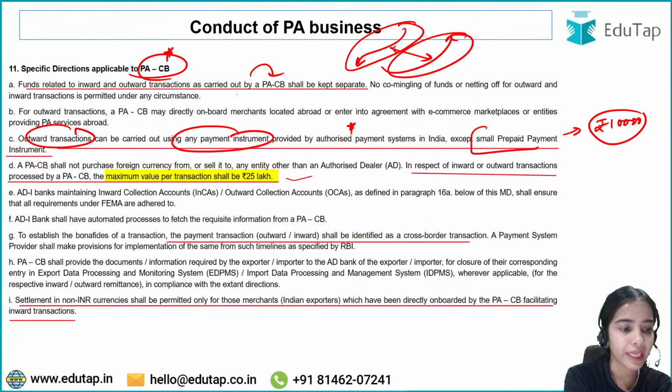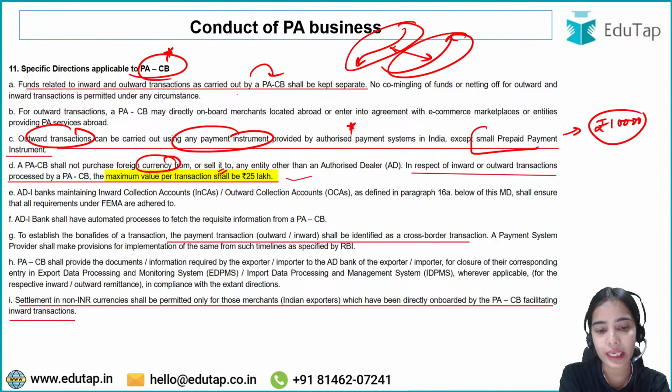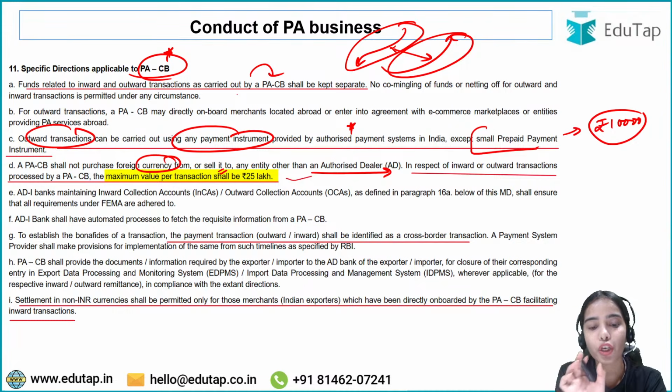Payment aggregator cross-border shall not purchase foreign currency from or sell it to any entity other than an authorized dealer. Basically, payment aggregator cross-border shall not purchase foreign currency, or sell foreign currency, to any entity that is not an authorized dealer. That means the purchase and selling of foreign currency can only happen with the authorized dealer.